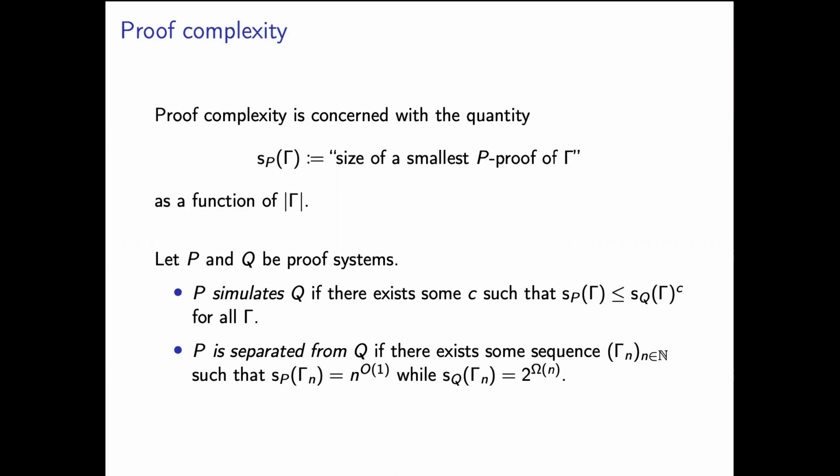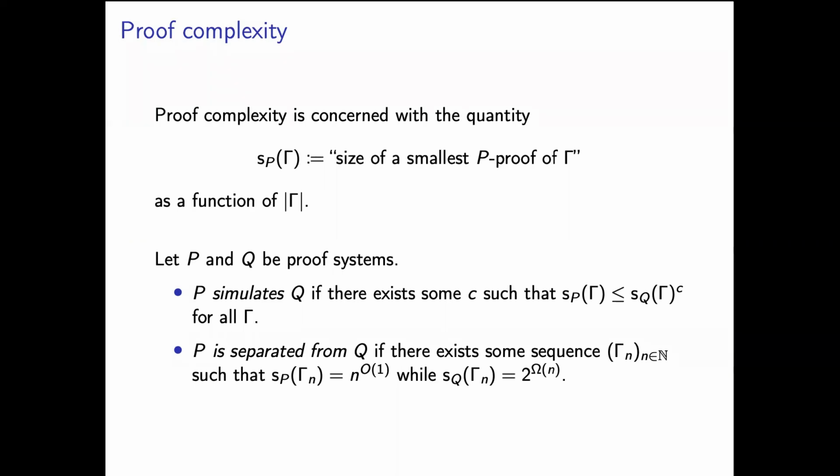In other words, you can think of this as there being an algorithm such that if I give you a Q proof of a formula gamma, then that algorithm gives you a P proof of gamma, such that the proof is not that much bigger than the Q proof. If you can do this for all formulas, then you say P simulates Q. So Q proofs can be efficiently converted to P proofs.